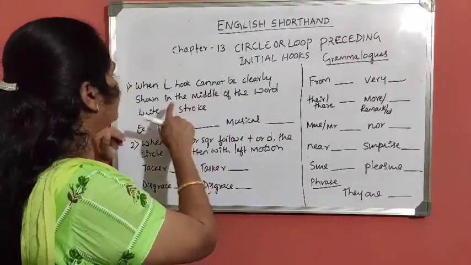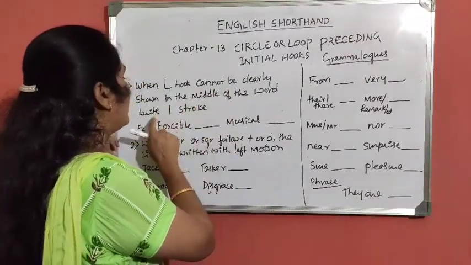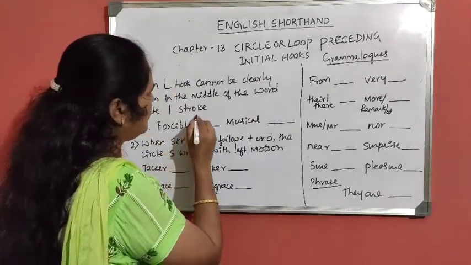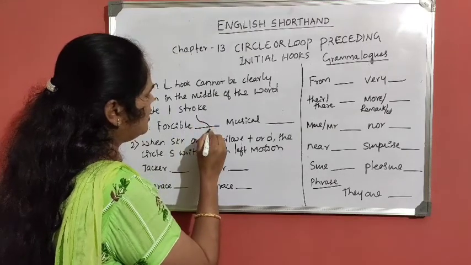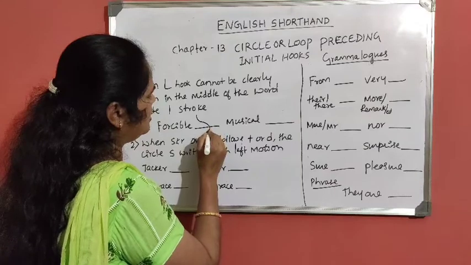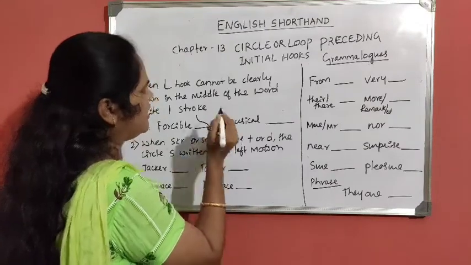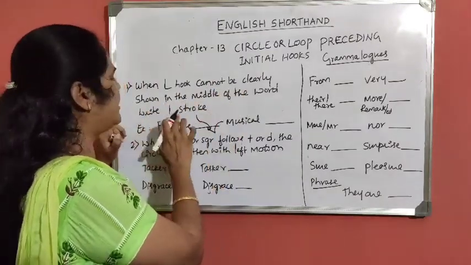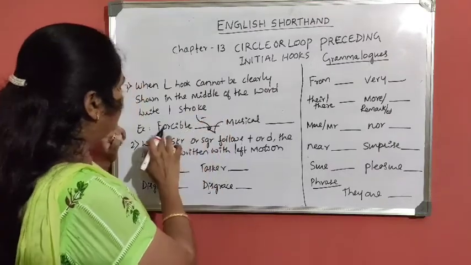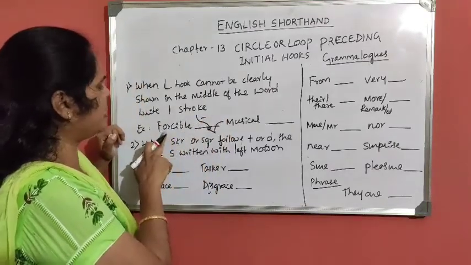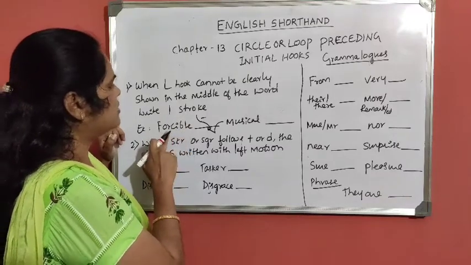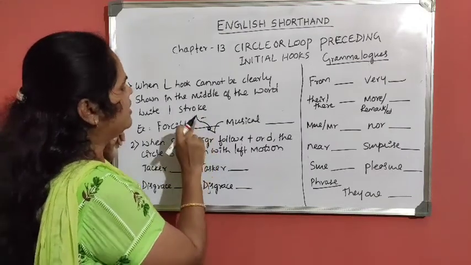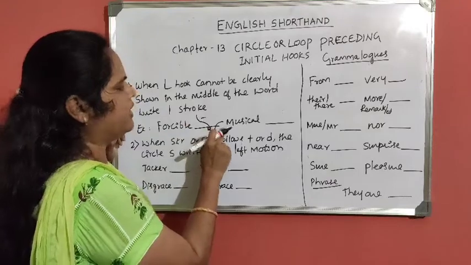When the L hook cannot be clearly shown in the middle of the word, at that time write the L stroke. For example, forcible, F R S, like this. When the L hook cannot be clearly shown in the middle of the word, write the L stroke. Here, forcible: fur I cannot write, bull I cannot write. So I wrote the full form of R and L. F R circle S B L, forcible.